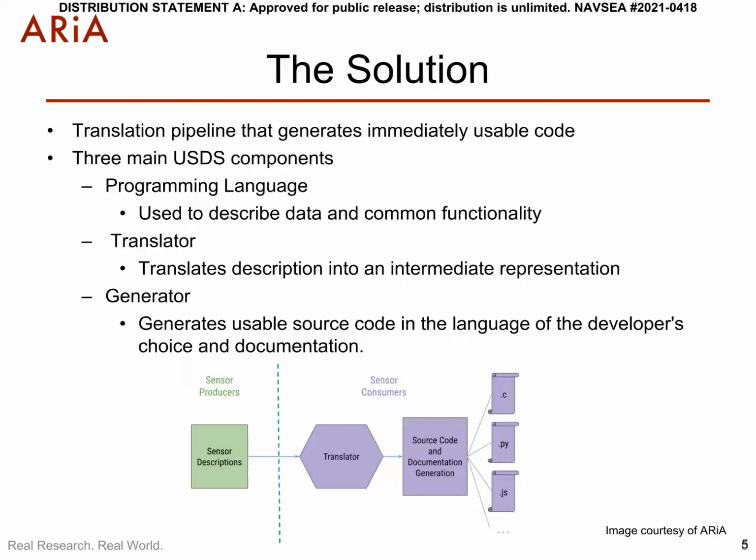In the diagram at the bottom of the slide, you can see the delineation between the components that would be used by sensor producers and those that would be used by sensor consumers. Sensor consumers are those developers of applications and systems that wish to integrate sensor data. The sensor consumers would receive a script written in the USDS programming language by the sensor producers, run it through the translation pipeline, and receive immediately integratable source code in the language that they specified.